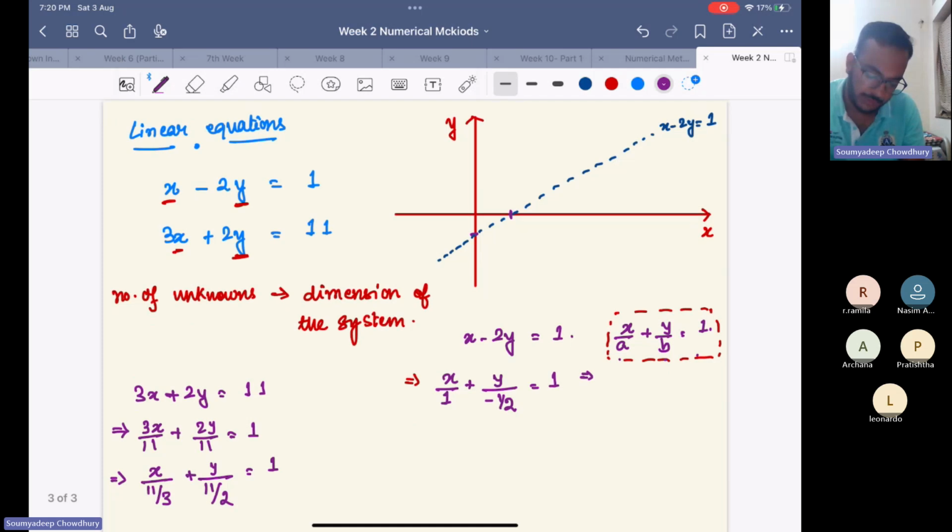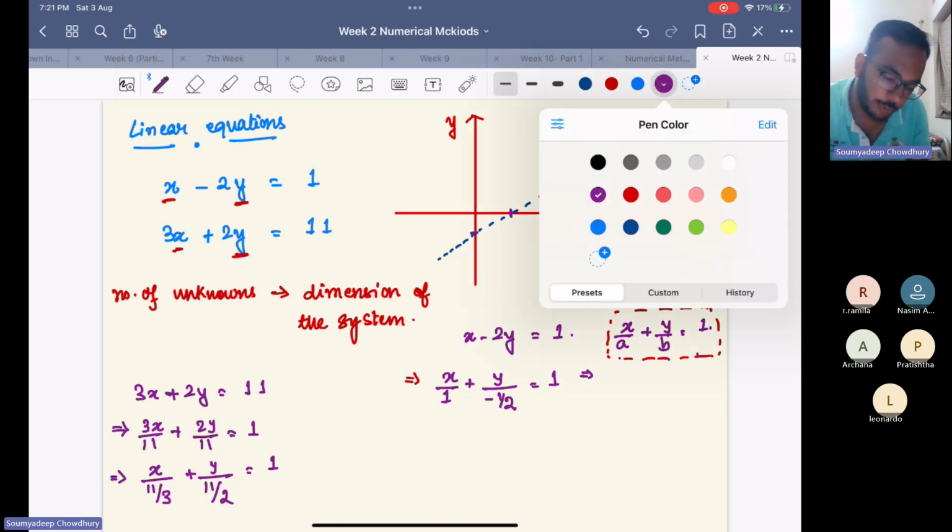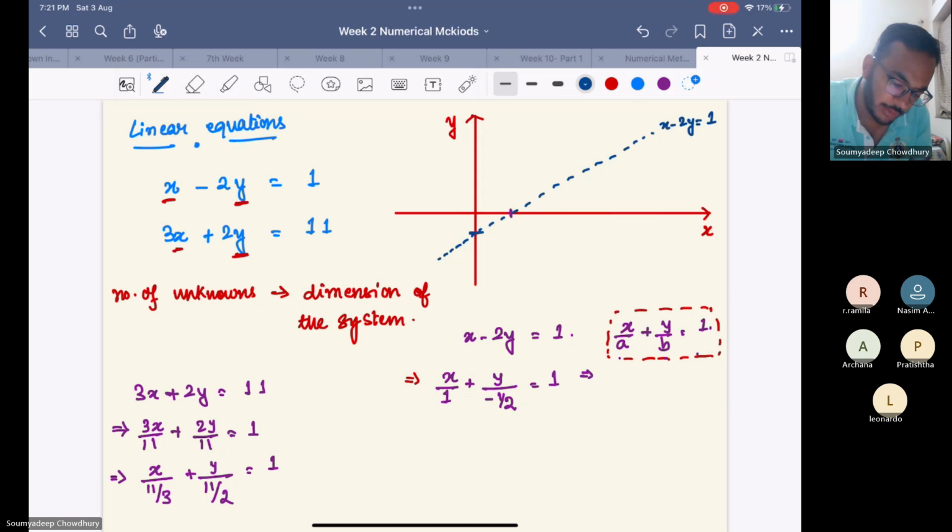Okay. So x by 11 by 3 plus y by 11 by 2 equals 1. So this means that I have an x-intercept of 11 by 3 and a y-intercept of 11 by 2, right? So I'll try to plot this here. This point is 0, minus half and this is 1, 0. Similarly, I'll try to draw this. 11 by 3 means around 3, right?